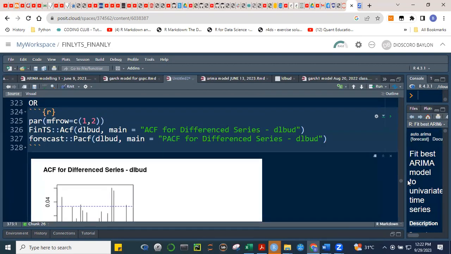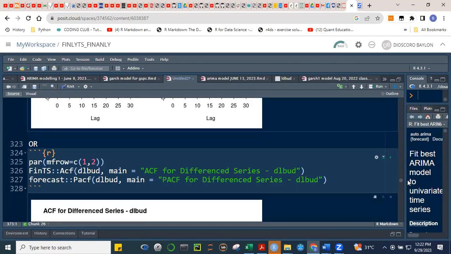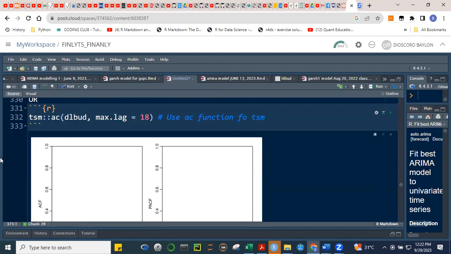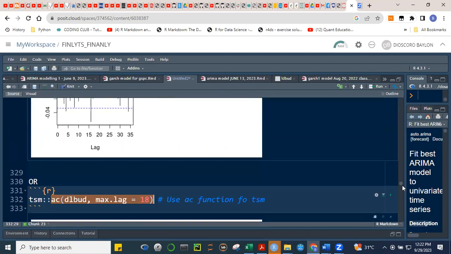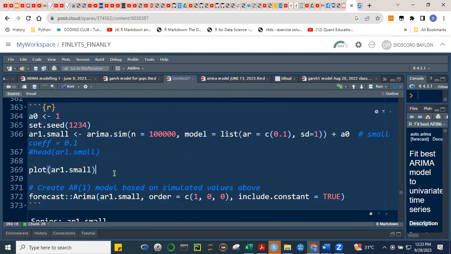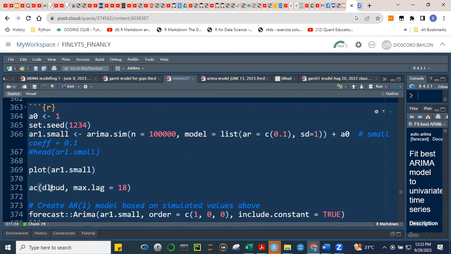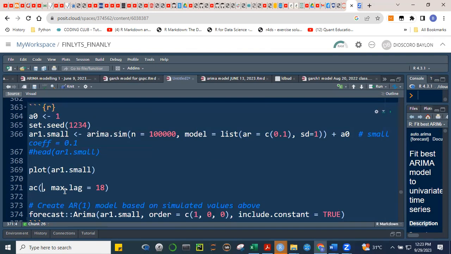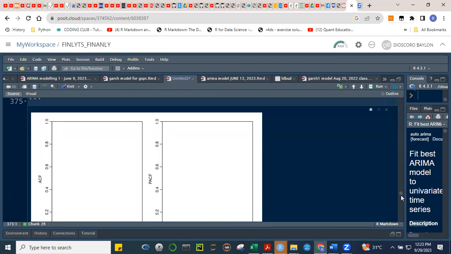Let's copy the ACF and PACF here. Copy this, class, please. This is our ACF. Control C. Let's put it here in the simulated section, Control V. And then let's replace this with AR1.small. Let's see how the ACF and the PACF look. Control Enter.